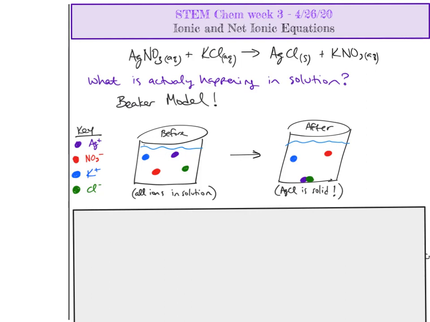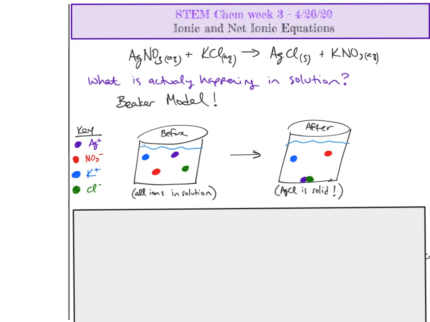Alrighty, everyone. So for today's lesson, we are going to be looking at ionic and net ionic equations. This is really just taking what we've already been doing just a step further with our modeling of our double replacement reactions in particular. Net ionic and ionic equations are just not useful at all, really, for single replacement reactions. So this is really just focusing on those double replacement reactions.